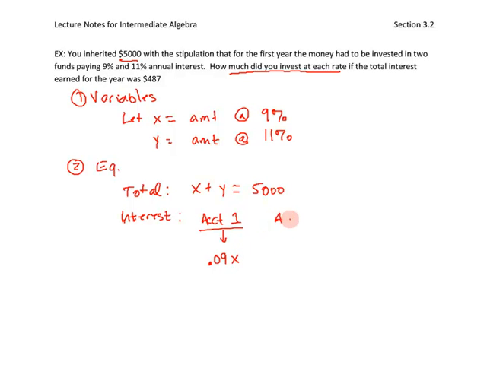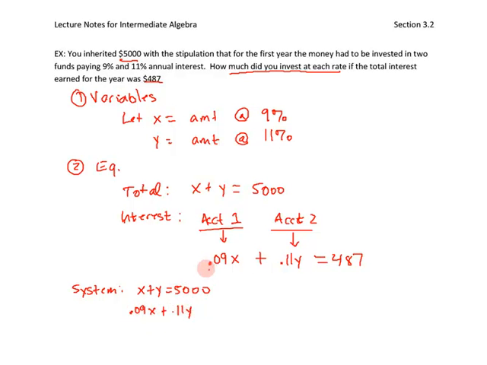Okay, how much is coming from account number 2? Right, well that's going to be 0.11 Y. That's 11% of Y will be my interest gained from the second account. The total of that needs to equal a total interest of $487. So here's what my system then looks like. It is X plus Y equals 5,000, 0.09X plus 0.11Y equals 487.